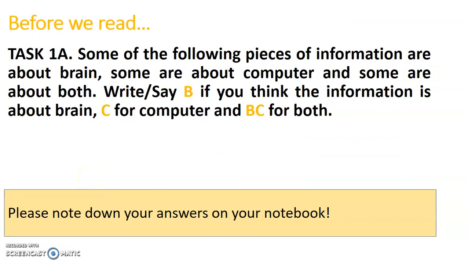In this task, you're going to see some pieces of information about the brain, about computers, and about both. If you think the piece of information is about the brain, write or say B. If you think the information is about computers, write or say C. And if you think it's for both, write or say BC. Please note down your answers in your notebook because you're going to compare your answers with the answer key very soon. For this, you can pause the video and note down.